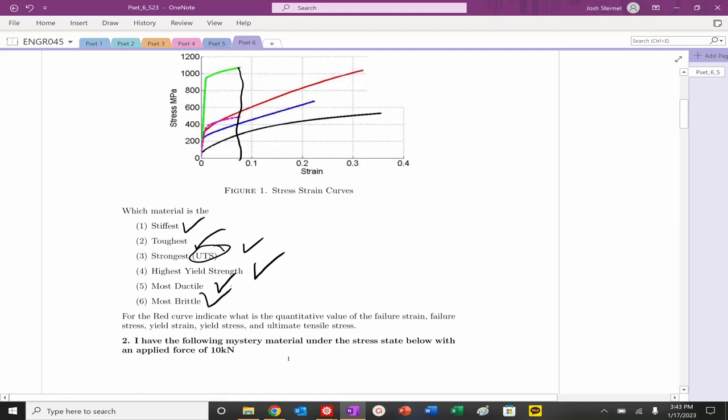For the red curve, indicate quantitative values. The strain at failure is probably this point, probably 0.32. Failure stress is going to be about 100 megapascals, also the ultimate tensile strength. What's my yield stress? Probably about 950 megapascals. What's my yield strain? That's probably going to be about, this is 0.05, probably 0.01 approximately.